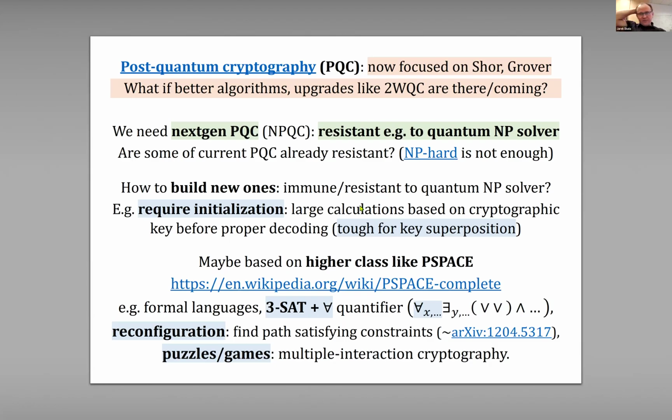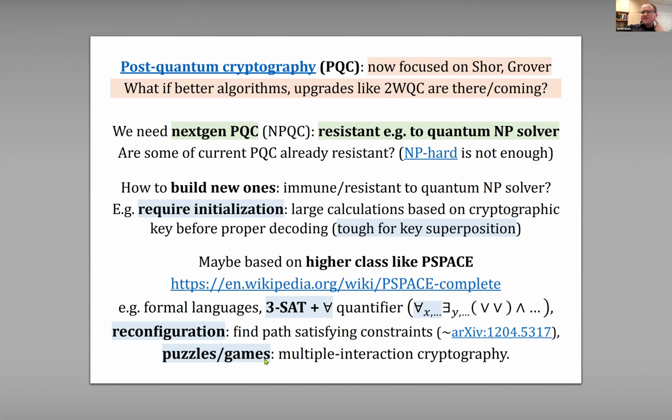And another direction might be based on higher complexity classes like PSPACE. So there are a few PSPACE problems. For example, a 3-SAT problem with a for-all quantifier, or the reconfiguration problem, where we need to search for a path of values which satisfy some constraints. I have made something similar in this area in the past.